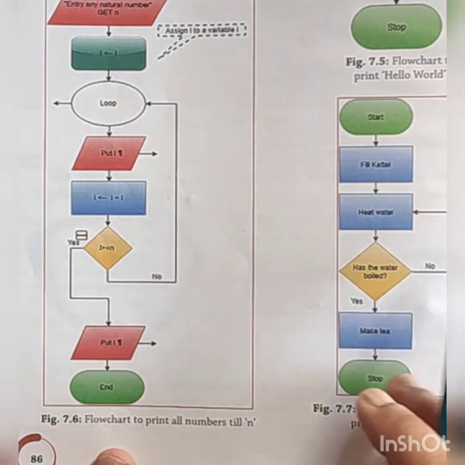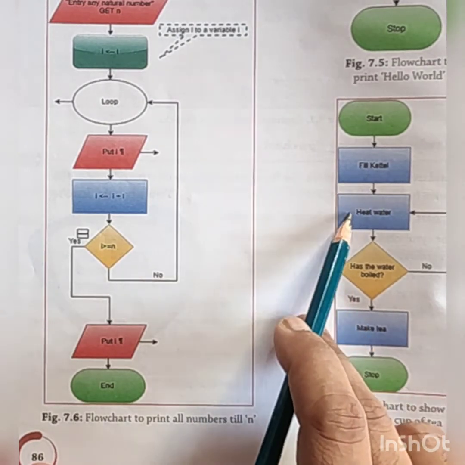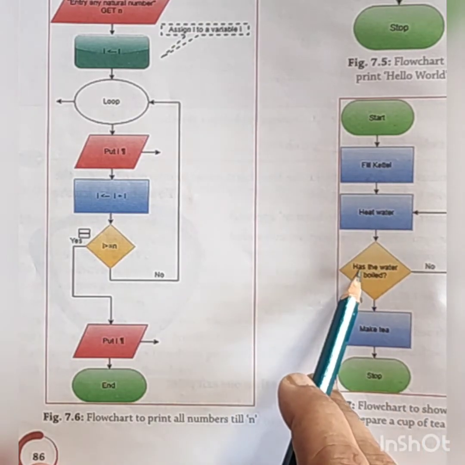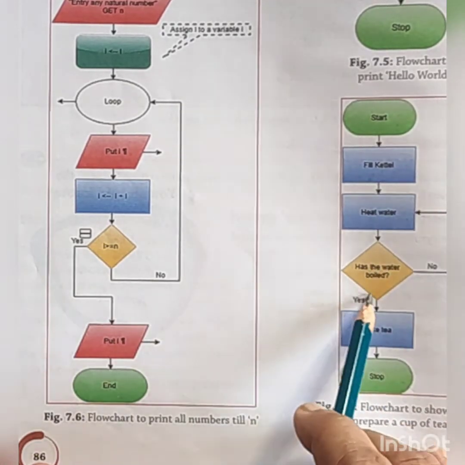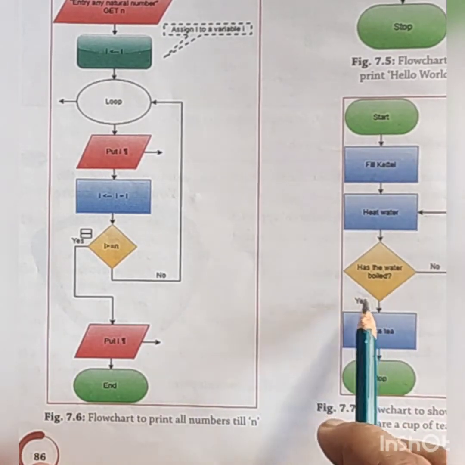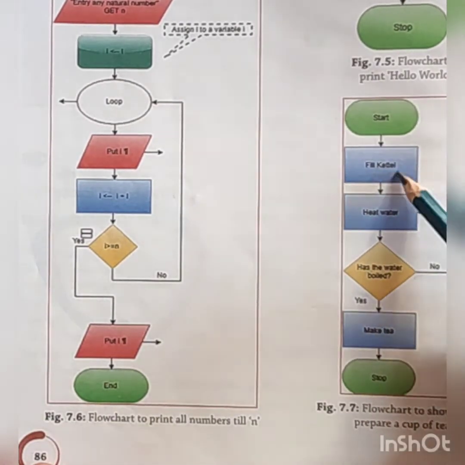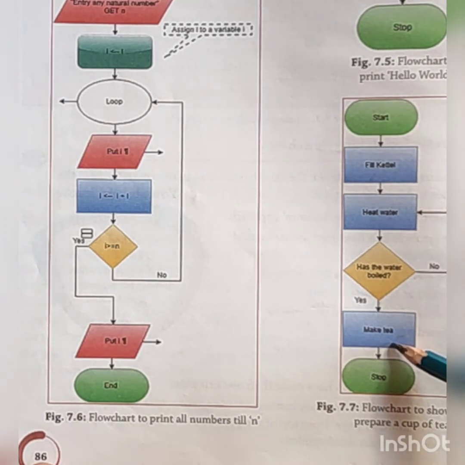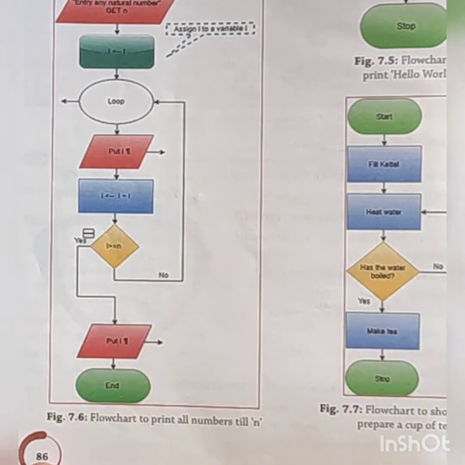This way they have taken the decision box, and that is called processing box. Processing box. Fill kettle, heat water, then has the water boiled? If it is yes, then make tea. If it is no, then again heat. So these are decision boxes. I already told you there are multiple exit options. This one is for the decision box. This is a processing box. So processing is going on. Okay, there is no input output option in this case. So this way we can draw a flowchart. It is yes, and after making tea it stops. So this is the general way to write a flowchart.